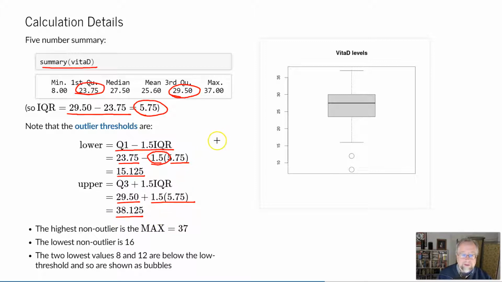So if you look at this, the highest non-outlier, right? The upper threshold is at 38. If I go back and I look, my highest value is 37. This is the height of your highest non-outlier. This is your lowest non-outlier. So it's the lowest thing that's not below 15.125, and that ends up being a 16. I have a value of 8 and a value of 12. They're outliers, so they're drawn as bubbles.